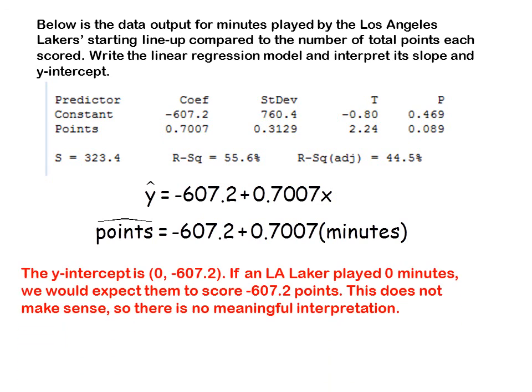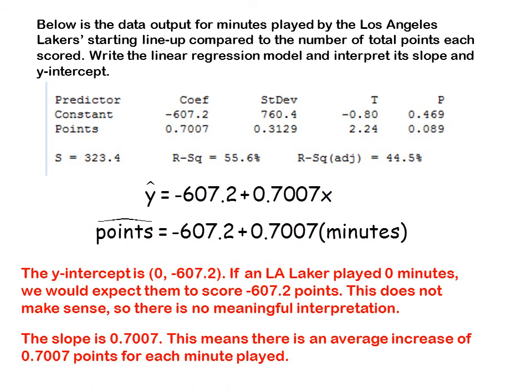Writing it with words instead looks like this. The y-intercept is (0, negative 607.2). If an LA Laker played 0 minutes, we would expect them to score negative 607.2 points. This does not make sense, so there's no meaningful interpretation here. The slope is 0.7007. This means there's an average increase of 0.7007 points for each minute played.